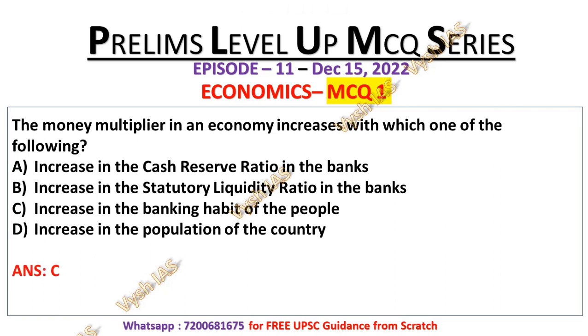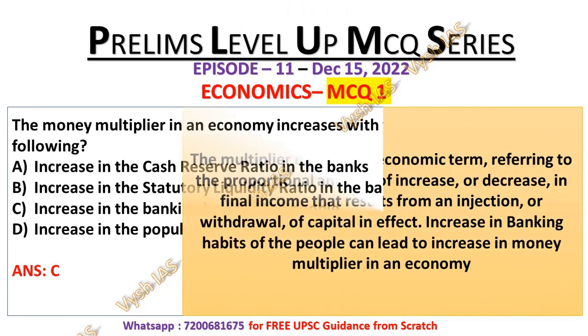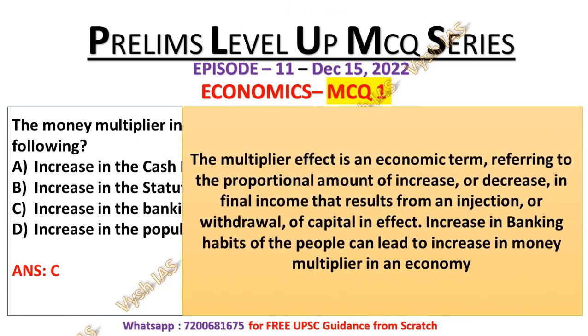So here the answer will be option number C. First of all, before discussing why option C is right, we should know what the money multiplier is. Money multiplier is nothing but the proportional amount of increase or decrease in the final income that results from the injection or withdrawal of capital, which means that whatever amount of capital we inject or withdraw from the economy and its effect on the final income, that is called the money multiplier or multiplier effect.